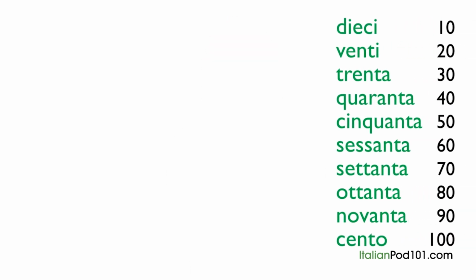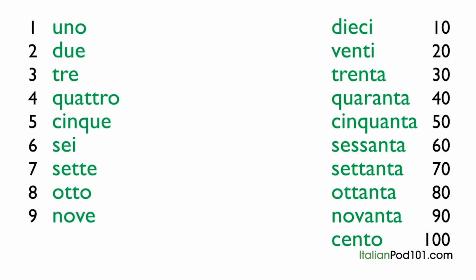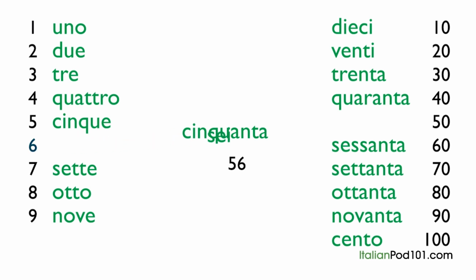So, take the tens and simply add the numbers you learned in the previous lesson. Let's try it out by forming some of these numbers. Take the number 56. 50, and then add 6. 56. It's done! Isn't that easy?